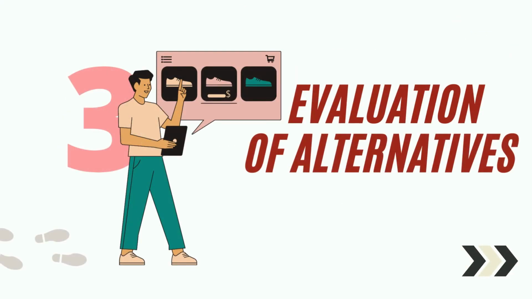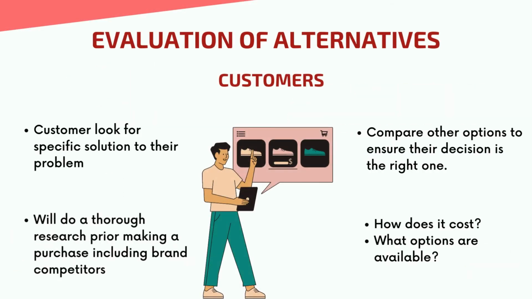Phase 3. Evaluation of alternatives. After doing their research, consumers typically make a short list of brands or products for their needs. At this stage, shoppers look at specific solutions to their problems. The customers still want to compare other options to ensure their decision is the right one. They will do thorough research prior to making a purchase, including brand competitors.